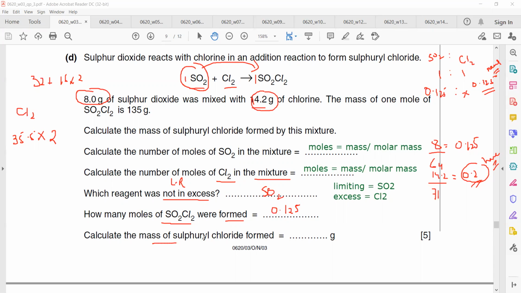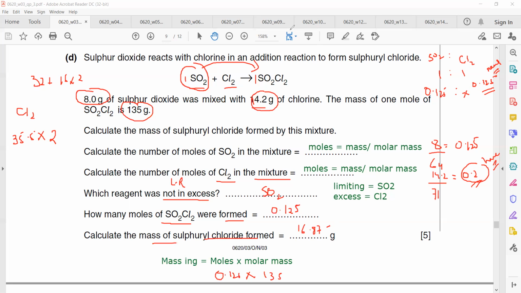And then calculate the mass in grams. The mass of 1 mole, or molar mass, is 135. So how to get the mass in grams? The formula is moles equal mass in grams over molar mass, or we can say mass in grams is equal to moles multiplied by molar mass. So in the question, the moles are 0.125 and the molar mass is 135. So when we multiply them, we'll get 16.875 grams.